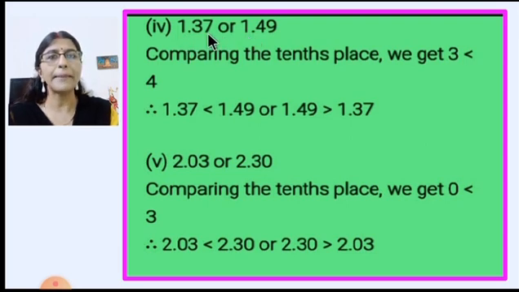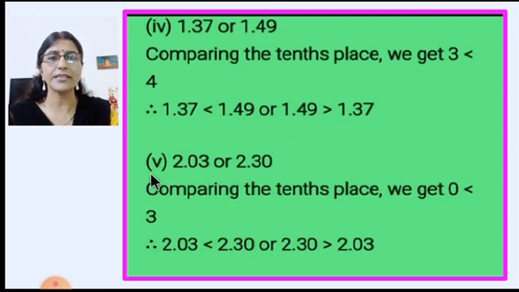Now we are going to compare the number which is after the decimal point. So this is in the 10th place, this is in the 10th place. Comparing the 10th place, we get 3 here and 4 here. So 3 is less than 4. From this we can understand that 1.37 is less than 1.49. Or you can write another way, 1.49 is greater than 1.37.